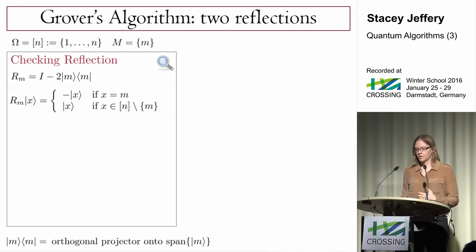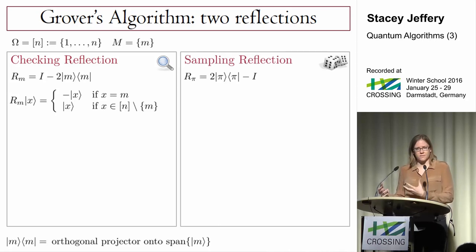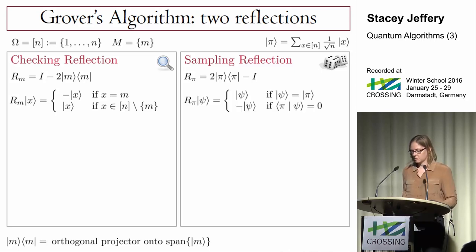Okay, and then we'll define another reflection, which is the quantum analog of the sampling step of the guess and check algorithm. And it's also going to be a reflection. So it's just going to be this reflection shown here. And again, |pi><pi| is the orthogonal projector onto the state pi. And it's easy to see that the action of this is as follows, where pi is this state, which is the uniform superposition over the numbers from 1 to n. So if you give it some state psi, if psi is equal to pi, it fixes the state. So this reflection does nothing to pi. But if you give it something orthogonal to pi, it puts a minus in front of it. And then again, we can extend this by linearity.